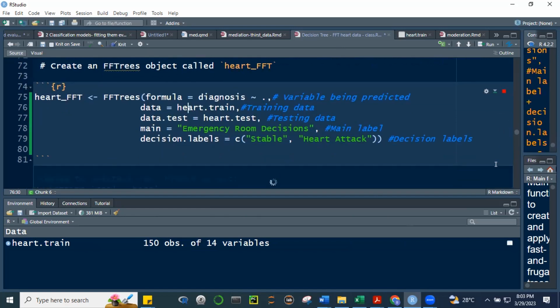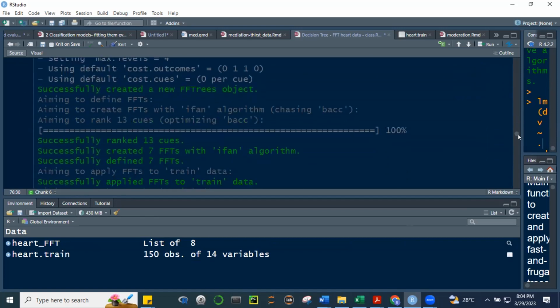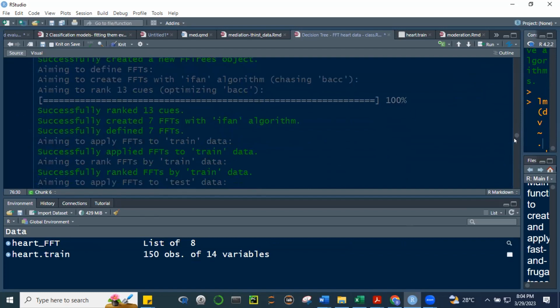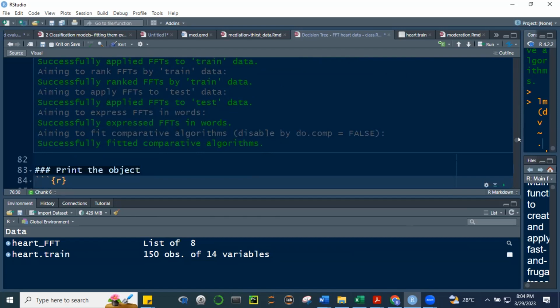Run. Okay, so did it run for you? It reached 100%, okay. It tells us: successfully ranked 13 cues, successfully created 7 FFTs, successfully defined 7 fast and frugal trees, successfully applied FFTrees to training data, successfully ranked FFTs by training data. So it shows the successes of what it did.